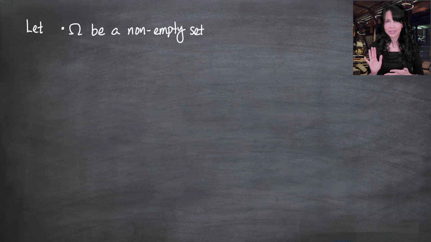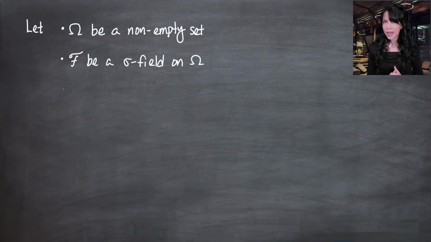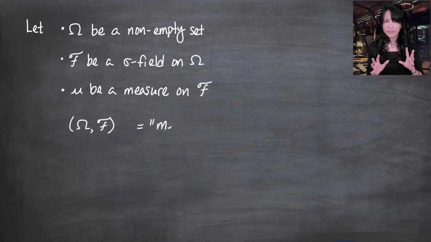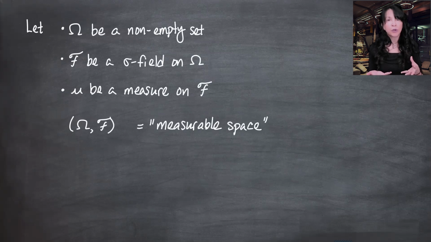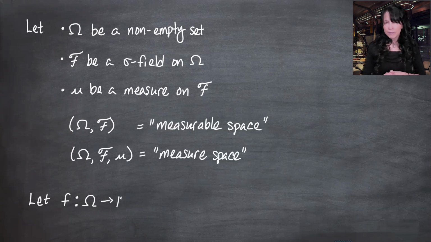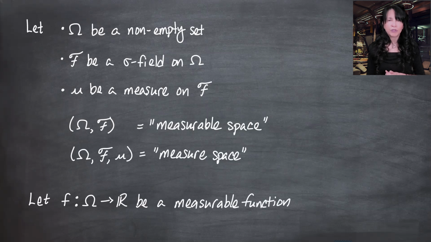So I'm going to let omega be a non-empty set of anything. It doesn't have to be numeric. This is just our usual omega. I'm going to let curly F be a sigma field or sigma algebra on omega, and I'm going to let mu be a measure on curly F, which could be a probability measure, but I'm going to keep it a little more general here. Recall that omega and curly F together are known as a measurable space. It's ready for a measure, and once you include that measure mu, the triple omega, curly F, and mu is known as a measure space, and if mu happens to be a probability measure, then it's known as a probability space.